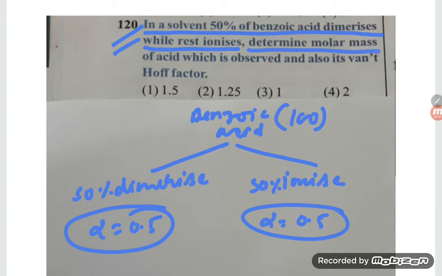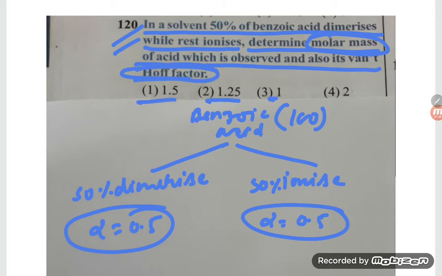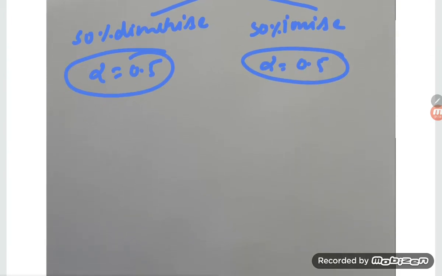Determine the molar mass of the acid, which is observed, and also the van't Hoff factor. So they ask molar mass, I don't know, by mistake. That is not required, because the options they have given are only for the van't Hoff factor. So you try to calculate the van't Hoff factor. So student, how to calculate the van't Hoff factor?